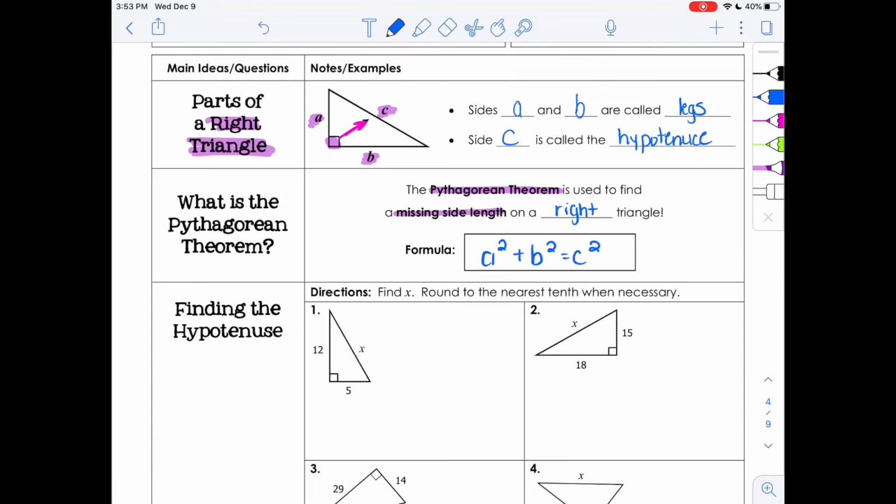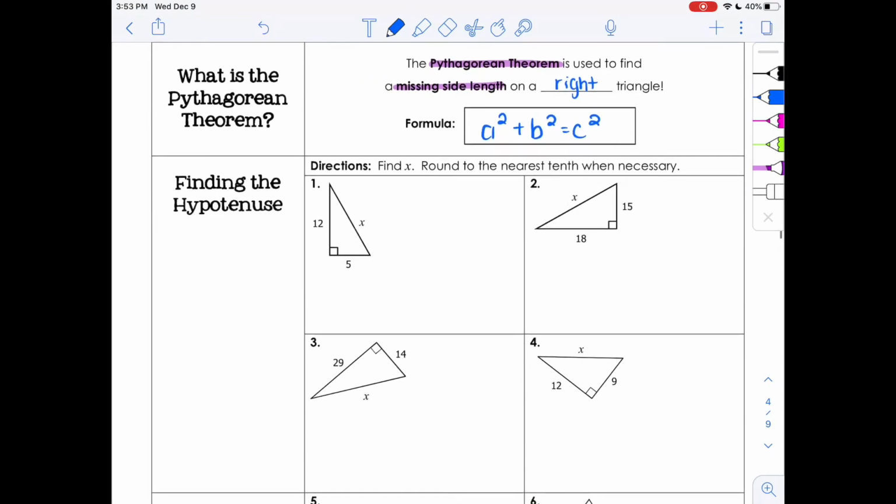So let's use the Pythagorean theorem to find a missing side. So number 1, I have a right triangle because it's denoted with the square, and I have a missing side. So that's how I know I need to use a squared plus b squared equals c squared. Remember, a and b are your legs, so that's going to be 12 and 5. So I can replace a and b in my formula with 12 and 5. And then I'll leave c squared just c squared.